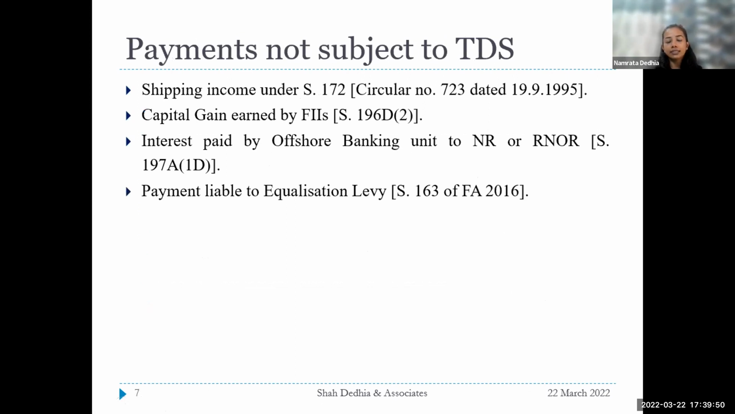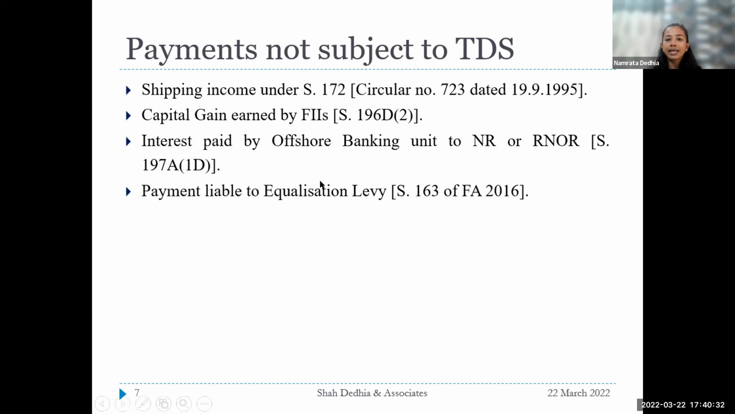There are other items which are not covered under 195 or which are not subject to TDS. In fact, not just not covered under 195, they're not subject to TDS at all. Shipping income of non-resident shipping companies is taxable in the year itself under section 172, and therefore if the final tax liability itself is being discharged, the question of TDS on such payments does not arise. Capital gains income which is earned by FIIs, FPIs is not taxable under 196D(2), and therefore the same is not subject to TDS.